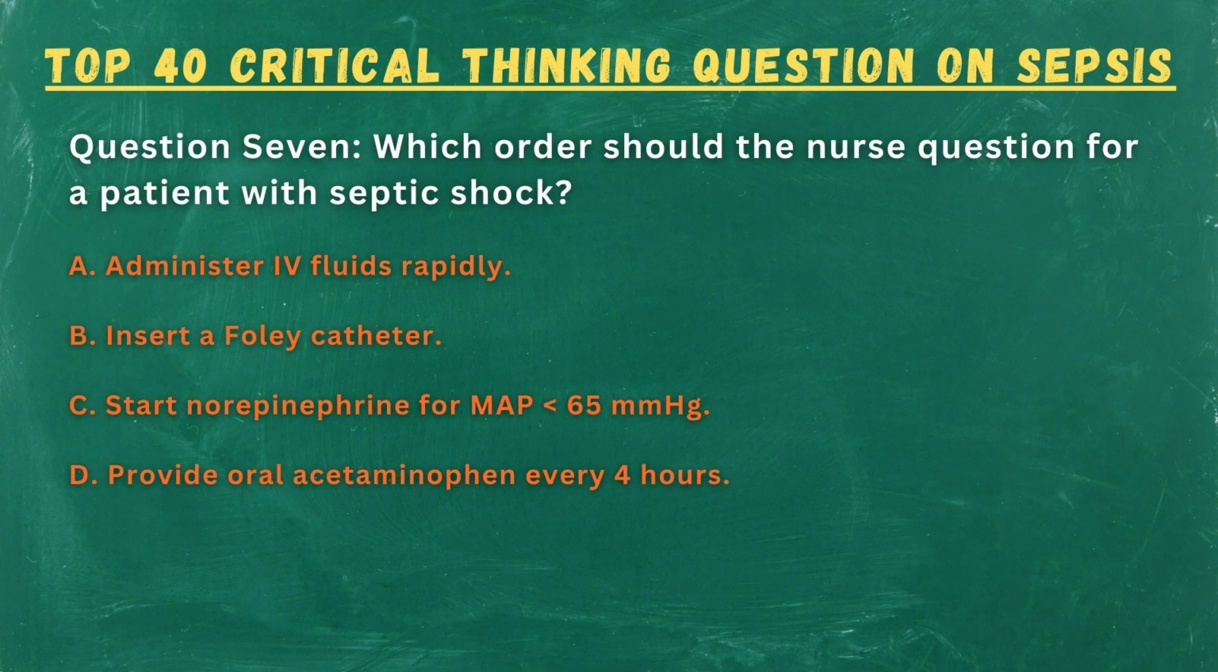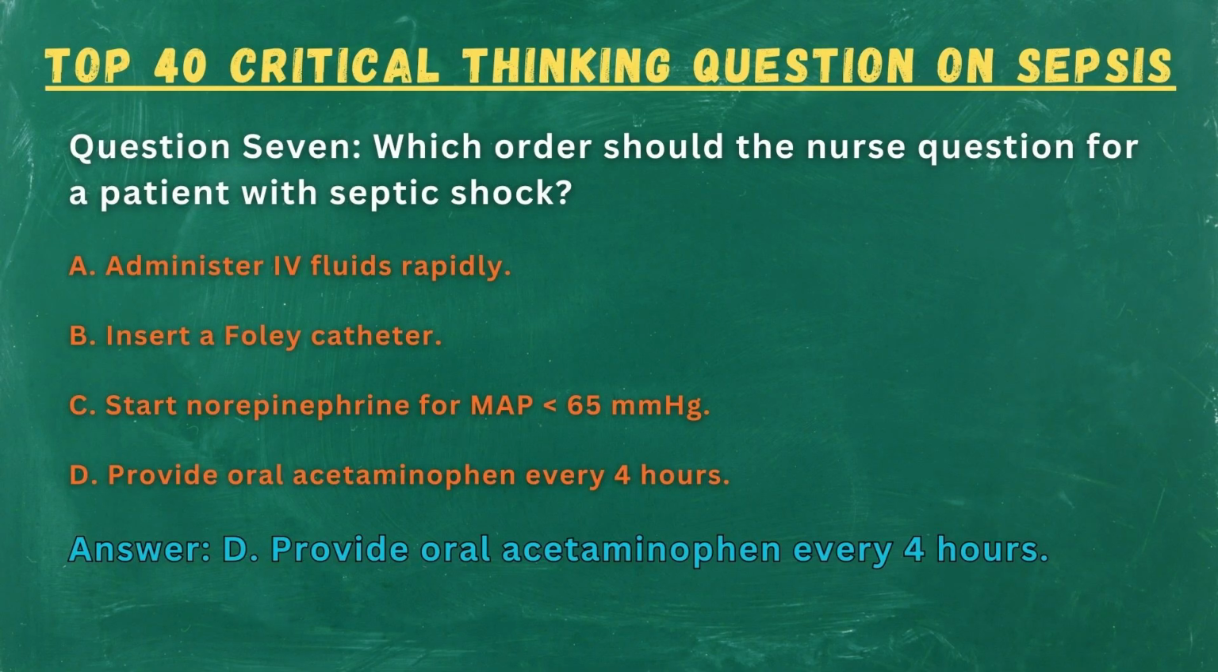Question 7. Which order should the nurse question for a patient with septic shock? A. Administer IV fluids rapidly. B. Insert a Foley catheter. C. Start norepinephrine for MAP less than 65 millimeters of mercury. D. Provide oral acetaminophen every 4 hours. Answer. D. Provide oral acetaminophen every 4 hours.